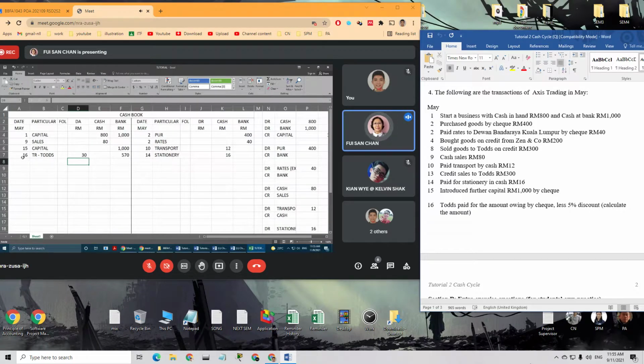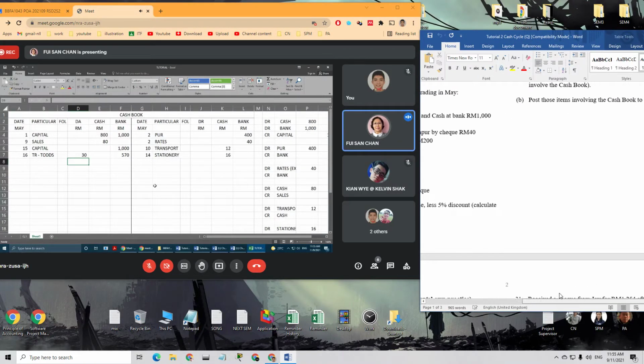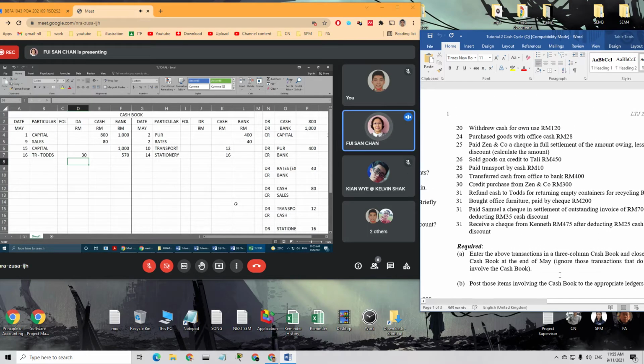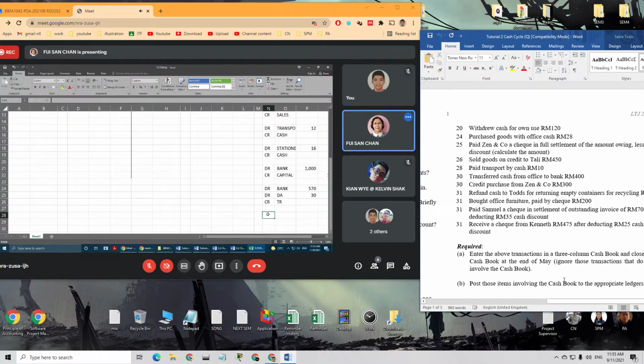Then we go to the next one, on the 20th. On the 20th, withdrew cash for own use. What is your double entry? What do you debit and what do you credit? Anyone? Debit drawings. Yes, debit drawings.